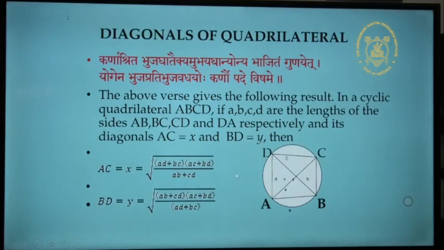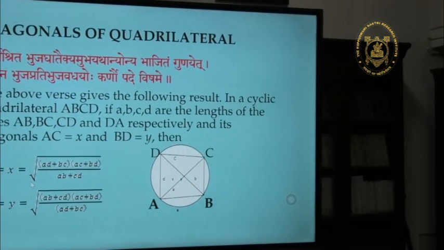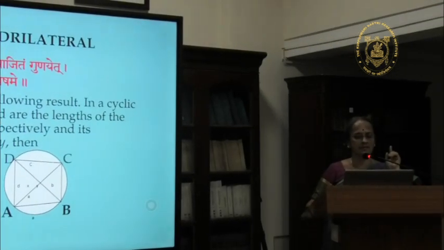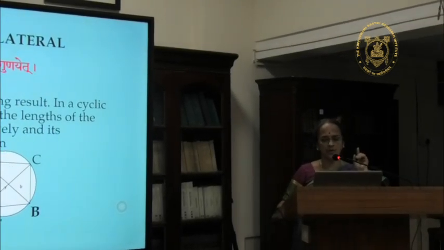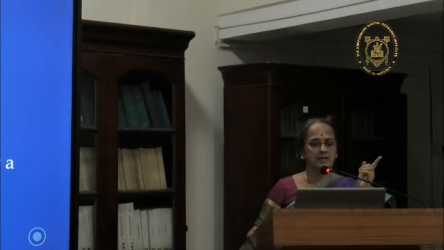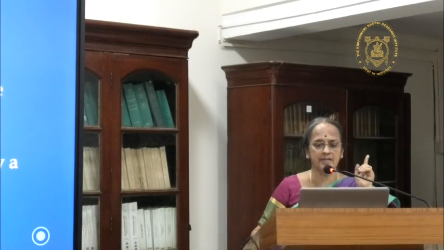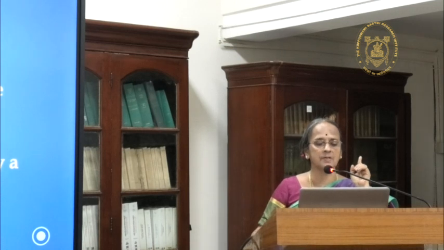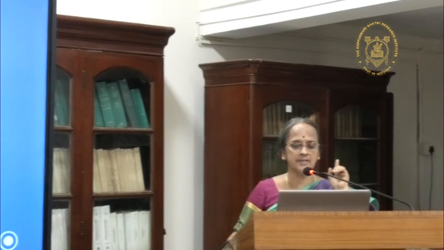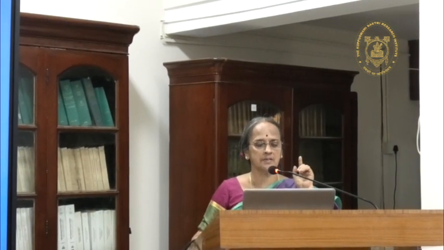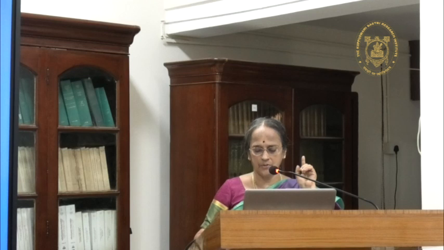Also, the formula for the length of the diagonal is given when the four sides are known. For the diagonal AC, if AB, BC, CD, AD are the sides of the quadrilateral, then the diagonal is the square root of the product of AD plus BC and AC plus BD, divided by AB plus AD. The other diagonal is also given. An Introduction to the History of Mathematics says that the above result is most remarkable in Hindu geometry and solitary in its excellence. The above formula was rediscovered in Europe only 1000 years later by Vieta, about 1619 AD.